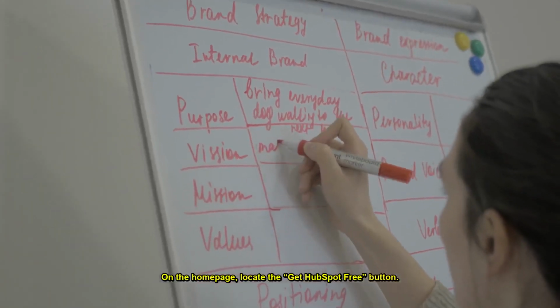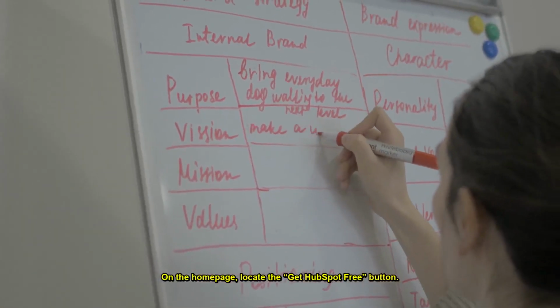Visit the HubSpot website by typing in hubspot.com in your browser. On the home page, locate the Get HubSpot Free button. Click on the button to initiate the registration process. You will be directed to a sign-up page.